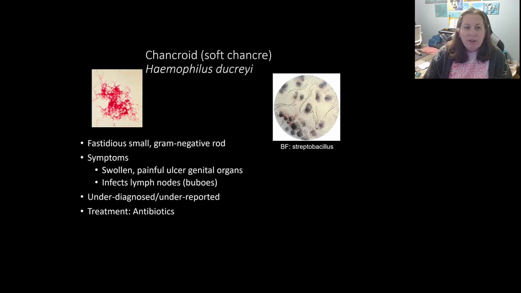The next one is chancroid, or the soft chancre. When we look here, this is a fastidious organism. Remember, fastidious means it's a picky, small gram-negative rod bacteria. Symptoms include a swollen, painful ulcer in the genital organs. And we do see that they can also infect the lymph nodes as well. When we talk about the lymph nodes being swollen there, these are called buboes. These are normally underdiagnosed and underreported. A lot of times they don't get reported or diagnosed. We do see that treatment would be antibiotics.